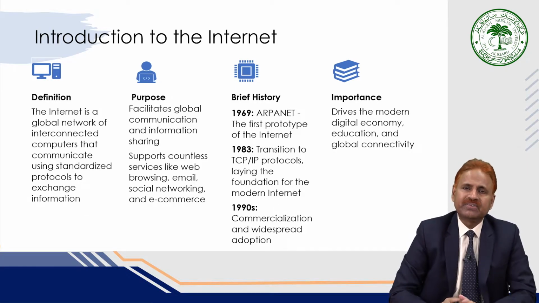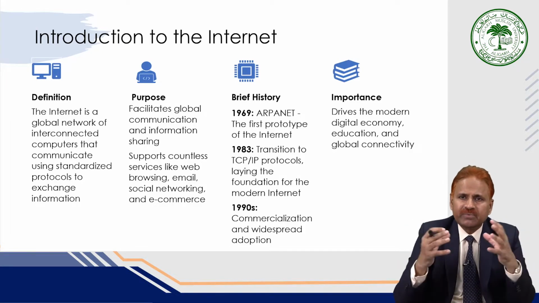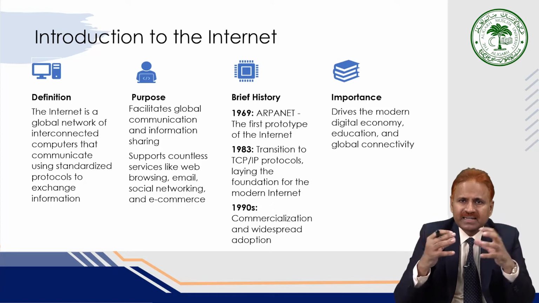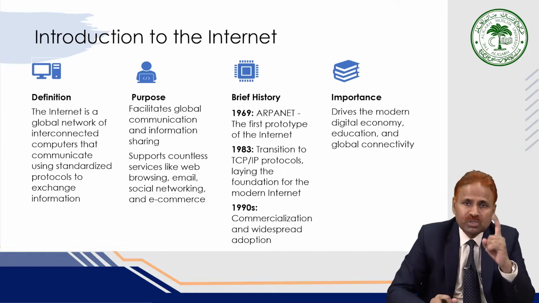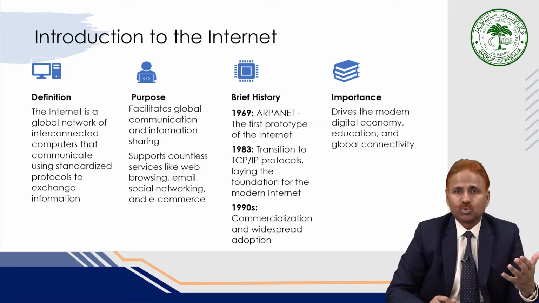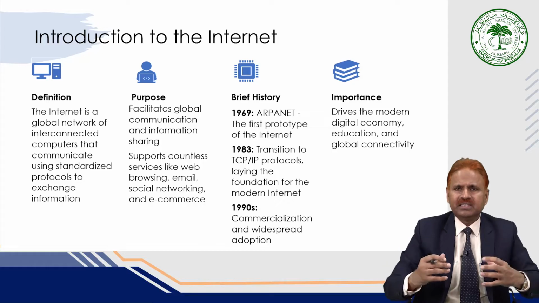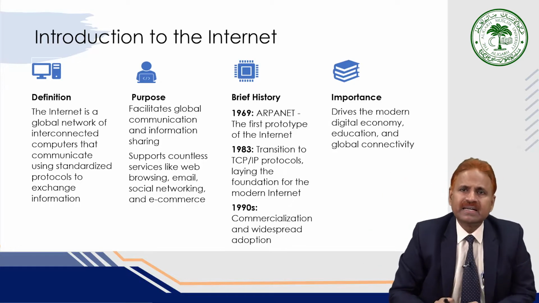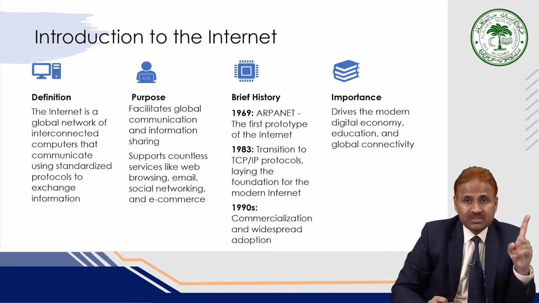First, what is the definition of the internet? The internet is a global network of interconnected computers that communicate using a standardized protocol to exchange information. I have already told you that whenever several computers are connected with each other, they can communicate using certain rules and regulations, which are collectively known as network protocols or communication protocols. So various computers or networks are interconnected to form a global network, which is known as the internet, and it allows global communication using these rules known as protocols.